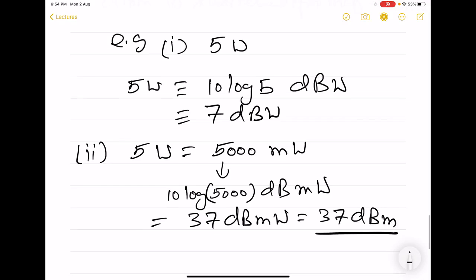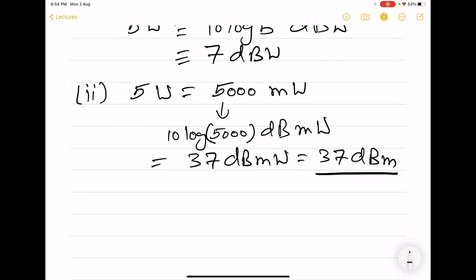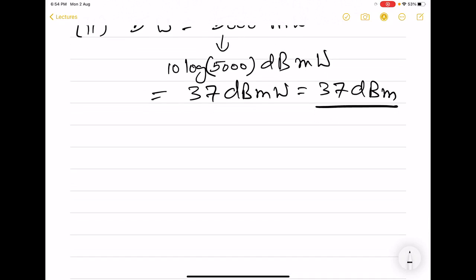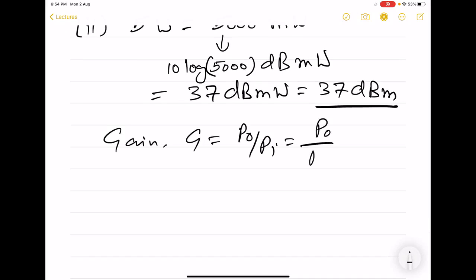Now this scenario that we have to deal with power appears in the formula of the gain. So we know that gain G is equal to PO by P in. And here the output power and the input power could be both in watt, or they can also be measured or specified in milliwatt or microwatt also.